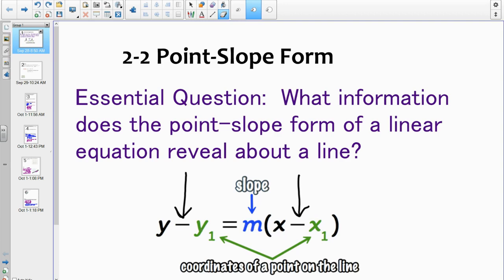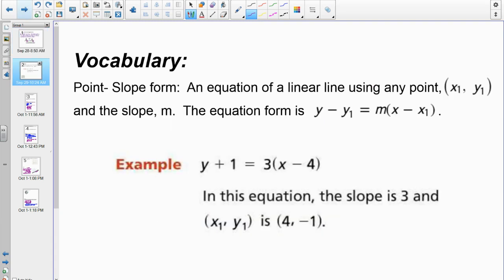I also want to point out before we get too far that it is always subtraction, even though in a little bit you're going to see a plus, and we're going to talk about how that affects the point coordinate. But notice that you're subtracting the y coordinate, and then you're subtracting the x coordinate. So your definition is an equation of a linear line that uses any point, x1, y1, and the slope m, and the equation format is y minus y1 equals m times x minus x1.